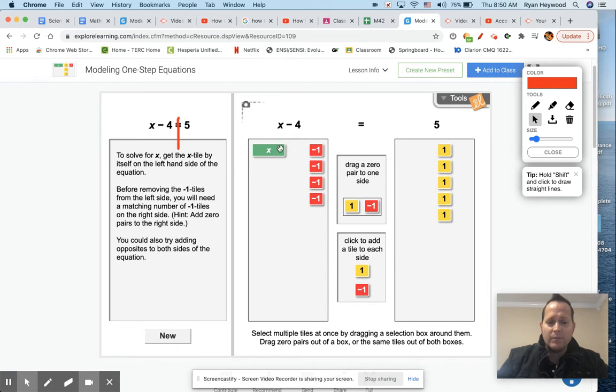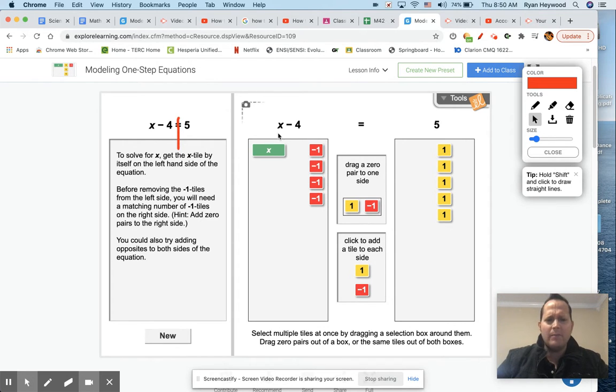The x down here is represented with this x tile. The x up here and on your paper is represented just by x. It says before removing the -1 tiles from the left side, you will need a matching number of -1 tiles on the right side. You might remember from earlier in the year, we need to make 0 pairs, okay? 0 pair means that they cancel each other out. It says you could also try adding opposites to both sides of the equation. I don't think we need to, so we're going to create 0 pairs by adding opposites.